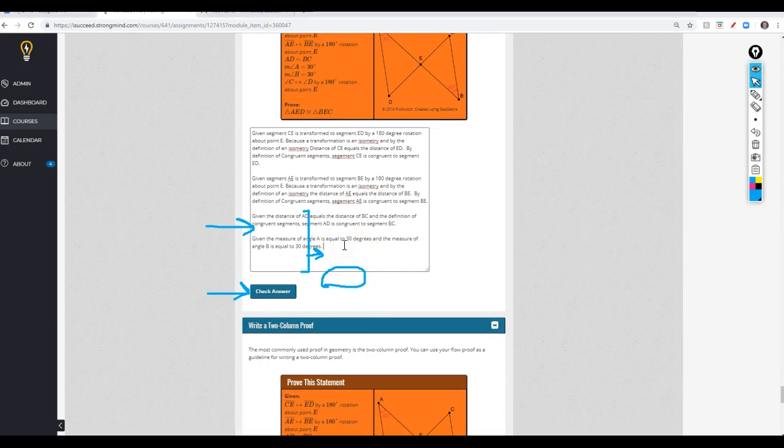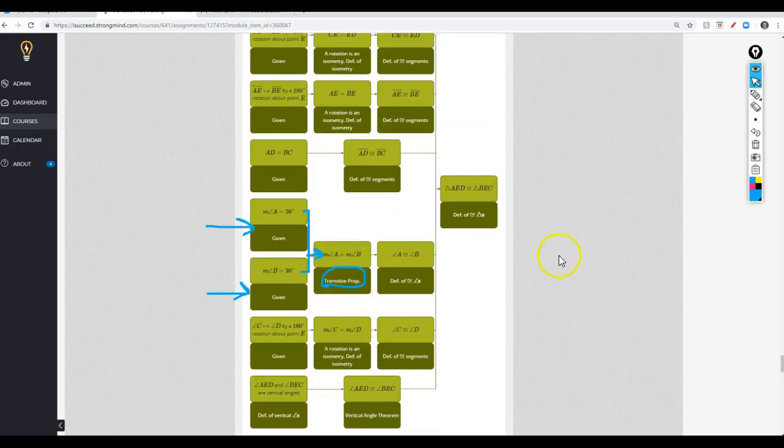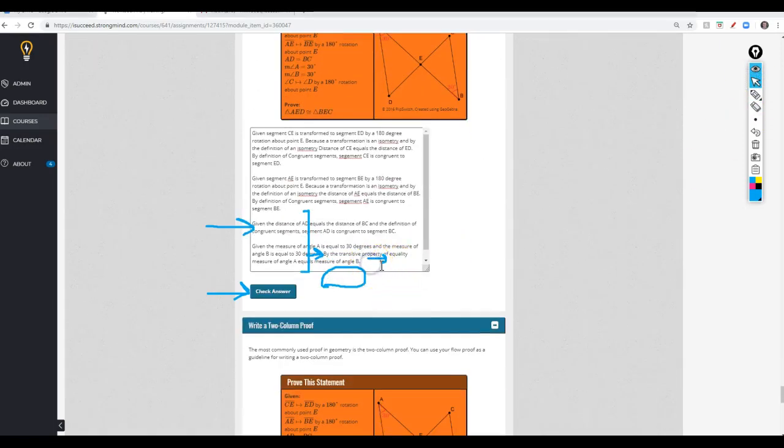By the transitive property of equality, the measure of angle A equals the measure of angle B. So now we're here, and now we're going to follow where it says, and now we're going to say by definition of congruent angles, we have that angle A is congruent to angle B. So by definition of congruent angles, angle A is congruent to angle B.